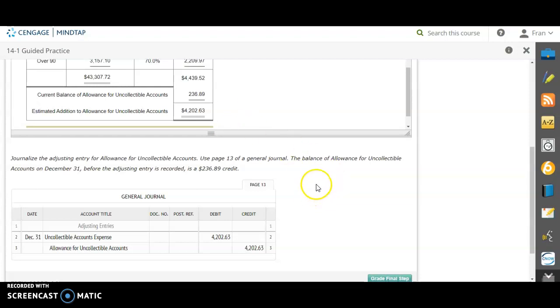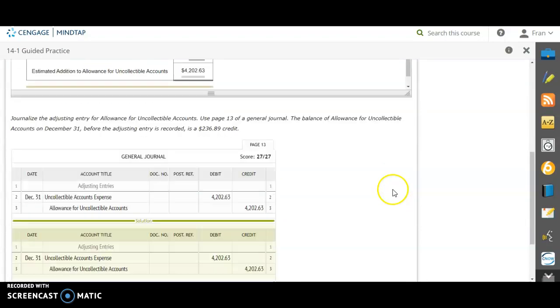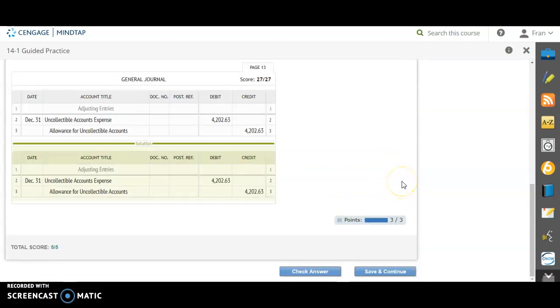All right, and we're going to grade our final step. And there we have it. That is 14-1, work together. Next up, 14-2.